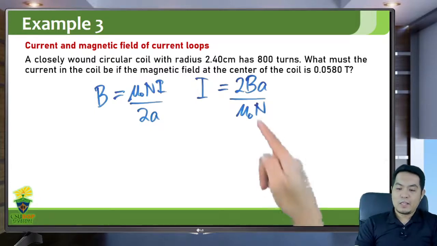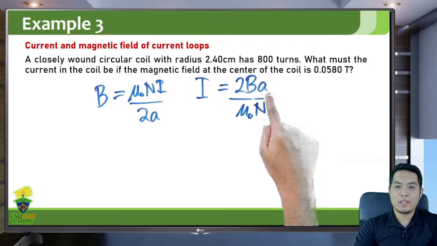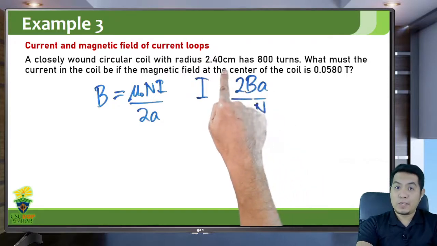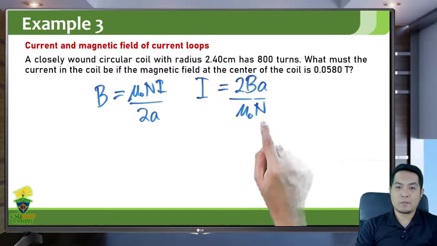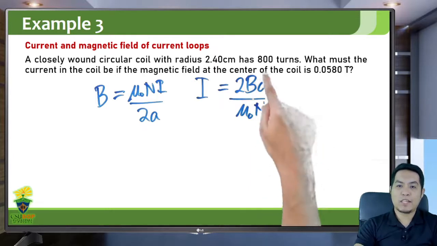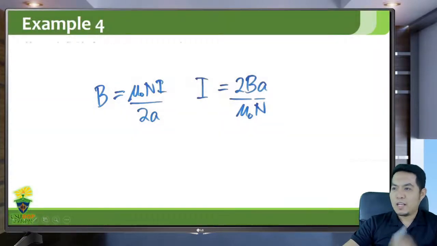Okay, substitute all of these values, substitute B, that one, substitute A. Need to convert this into meters. It will be 0.024. And then mu naught is just a constant, 4 pi times 10⁻⁷ Tesla meter per ampere. Number of loops is given, and then you will get your answer. Just very easy. Last example.